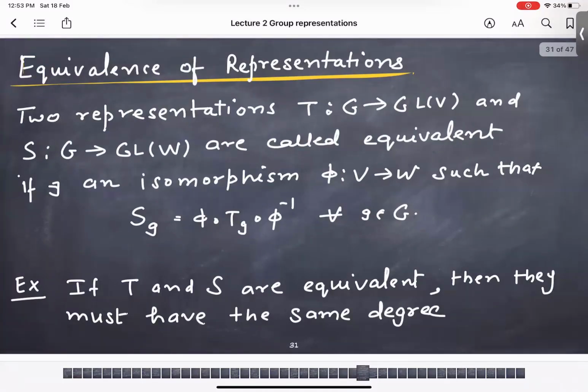All right. Now is the concept of equivalence of two representations.